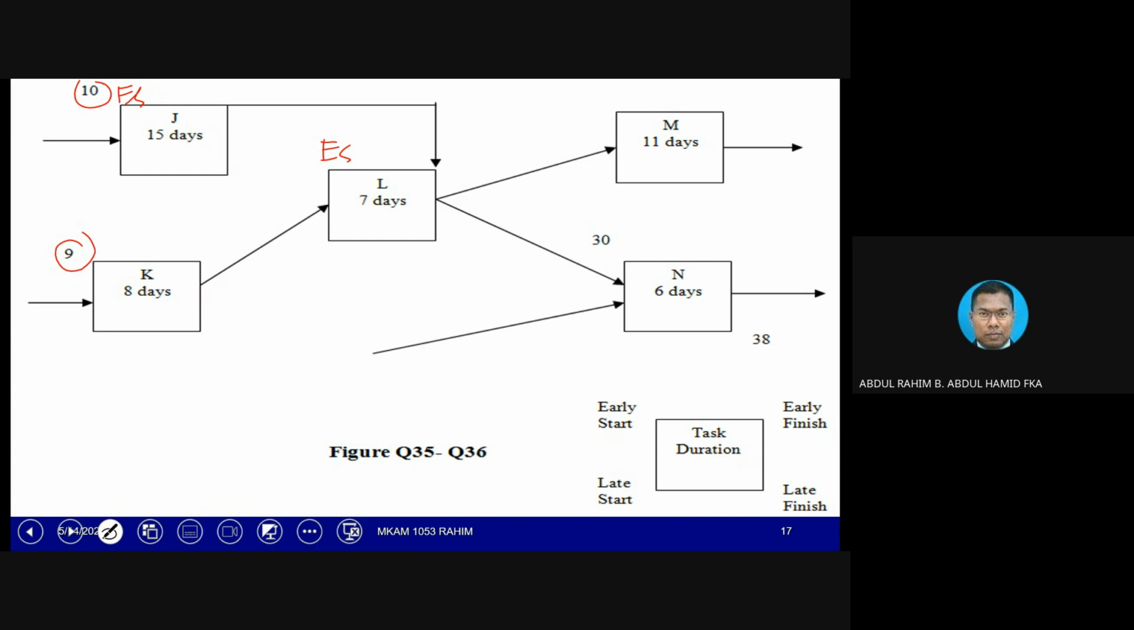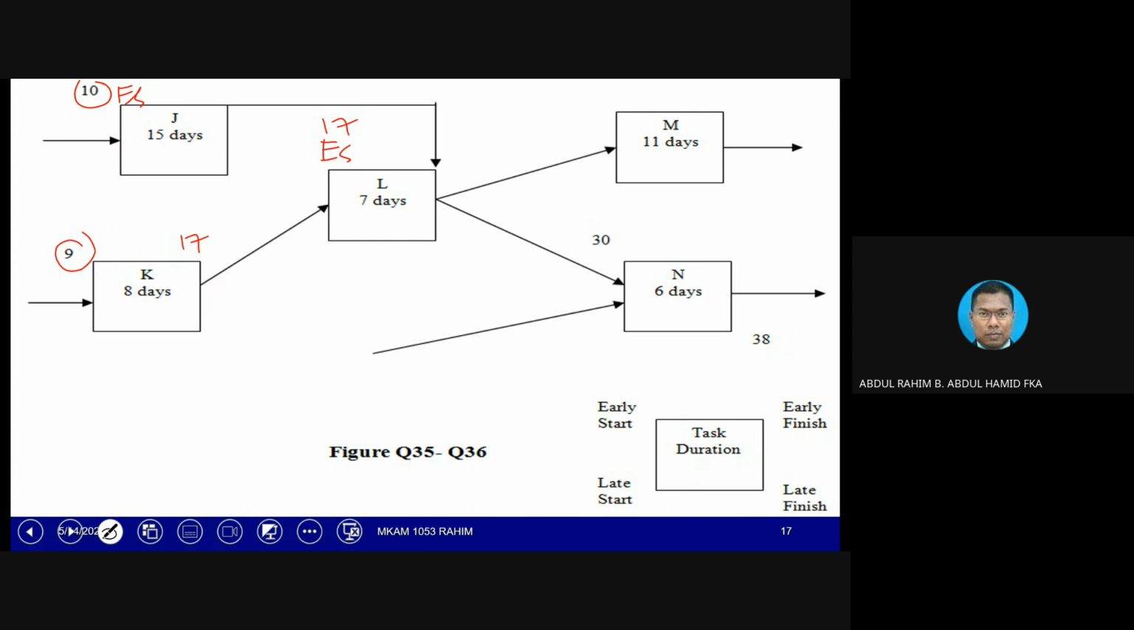Early start value of L. Some people might answer, okay, from K, 9 plus 8 will be 17. So 17 will be transferred here, so the early start of L will be 17. But he or she might forget that L also has a connection from J.